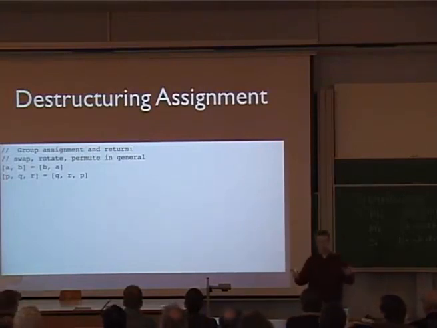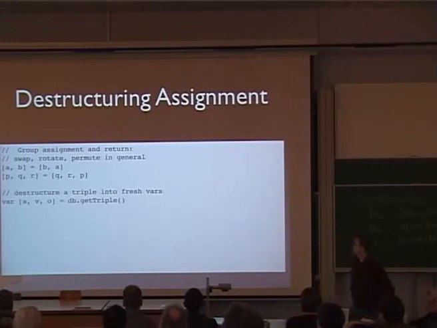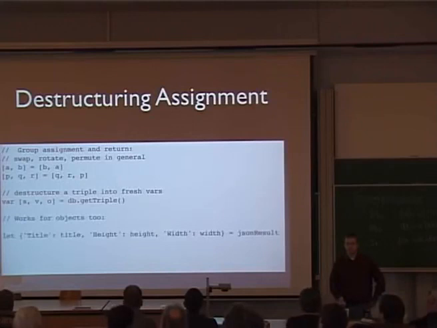Again, why have swapping the A and B variables instead of loading it into a temp? You can just basically do it in line. Even more useful than that is being able to return multiple variables from a function. So you can, in this case, assign SV and O to the output of whatever function this is that returns it. Works for objects as well.